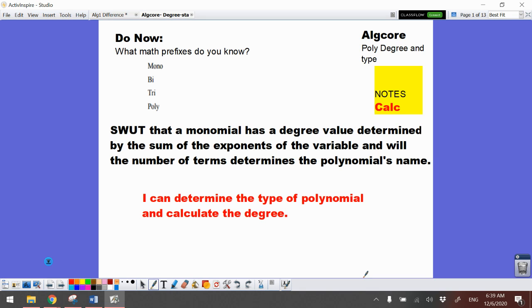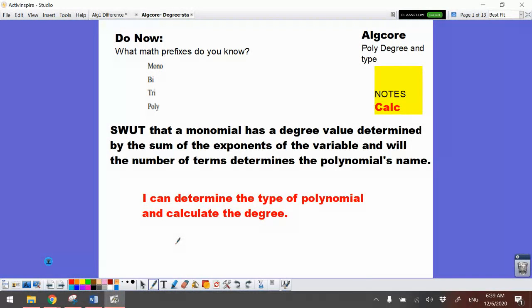Okay, so we're going to go ahead and get started on our next unit today. We're going to be talking about polynomials, and we're going to see that some of the power rules kind of show back up in this unit. And we're going to start with learning how to name them and trying to figure out the type of polynomial and the degree of the polynomial.